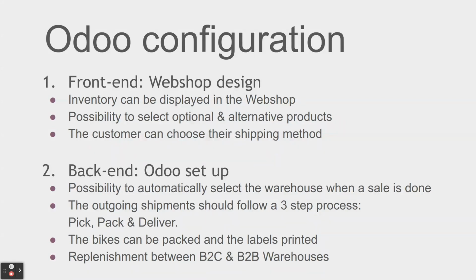The second part of this configuration would be the backend. How are we going to set up Odoo? First, with the possibility to automatically select the warehouse when a sale is done. Then the outgoing shipments should follow a three-step process: pick, pack, and deliver. And the bikes can be packed and the labels printed. And finally, replenishment between B2C and B2B warehouses needs to be done.